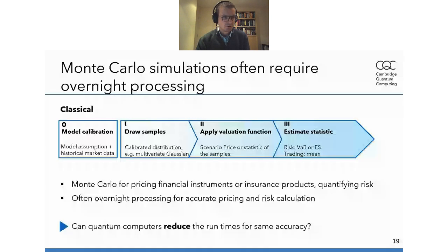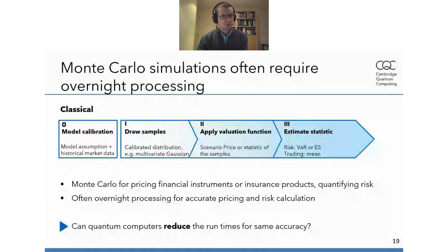This is step 0. You need some kind of calibrated model. It could be, for example, a Gaussian distribution. So that means your returns would be distributed like a Gaussian distribution, basically.